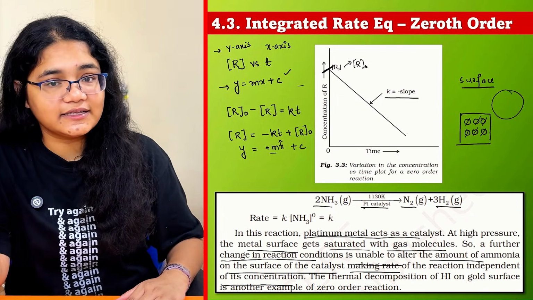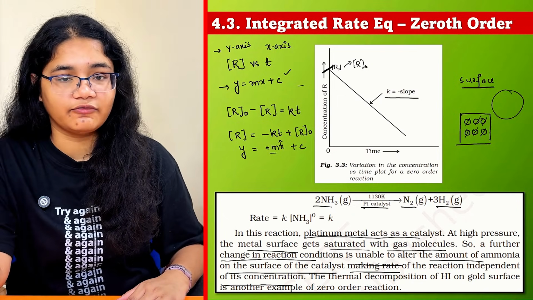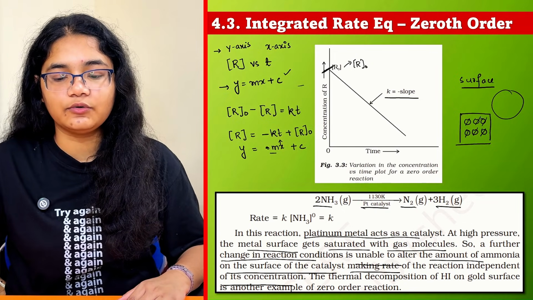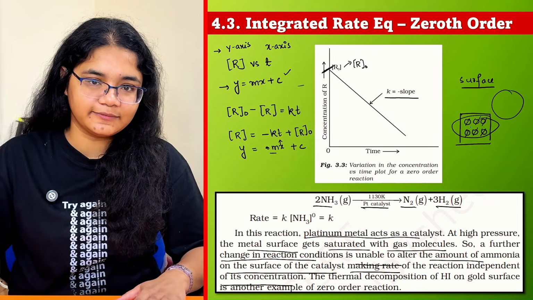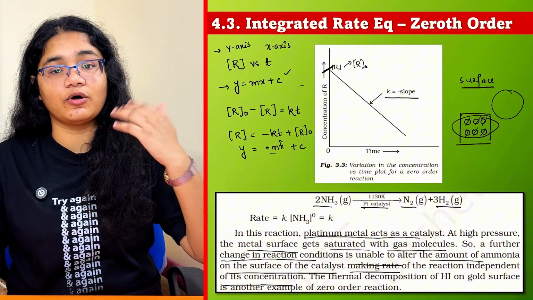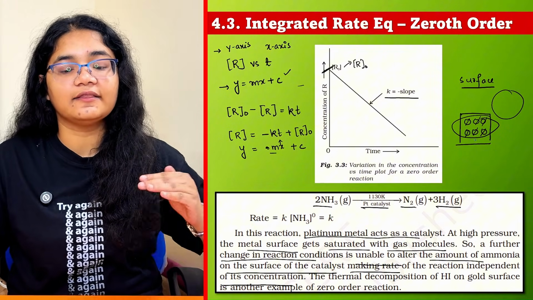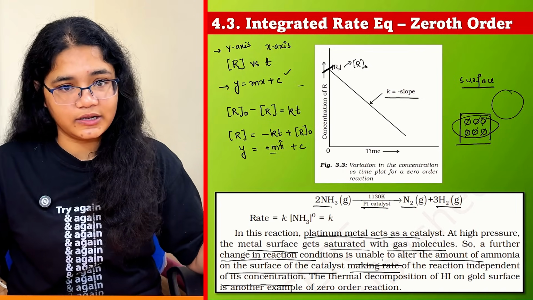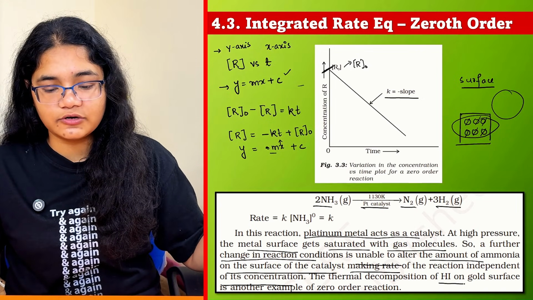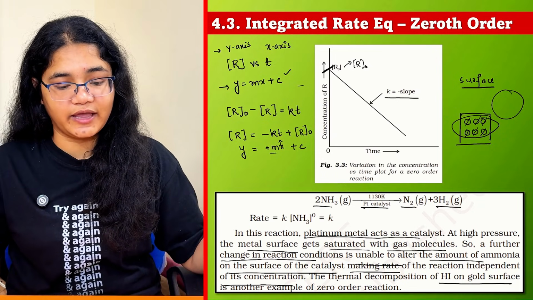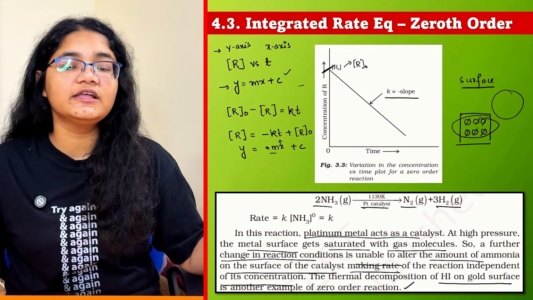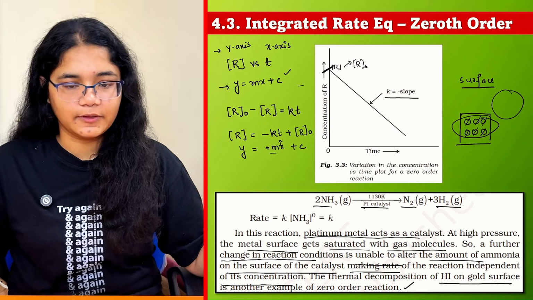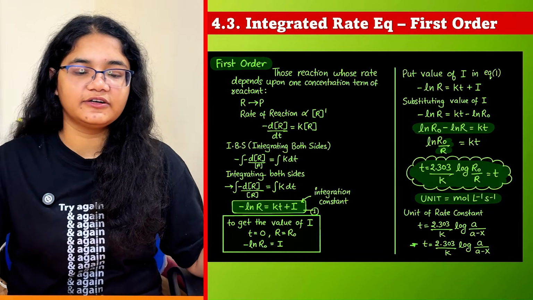So even though you increase the concentration of ammonia, the rate will be only due to these 6 ammonia which is already absorbed, right? So in this case, the concentration is not affecting the rate of the reaction. So that is why such reactions are your 0th order reactions. Similarly, decomposition of HI on gold surface to give you H2 and I2 is also an example of 0th order reactions. Okay, now let's move to first order reactions.